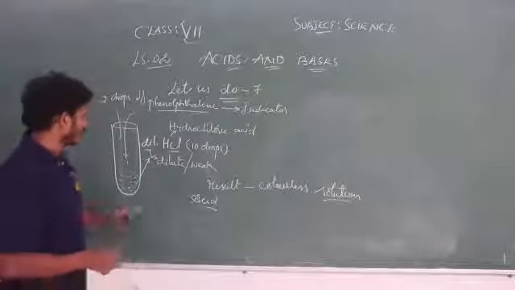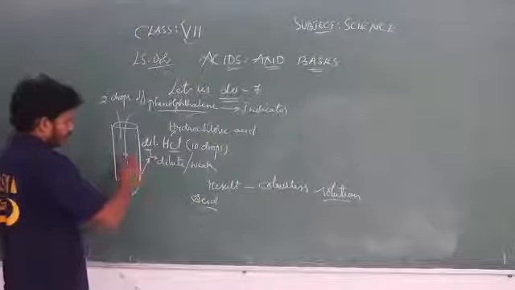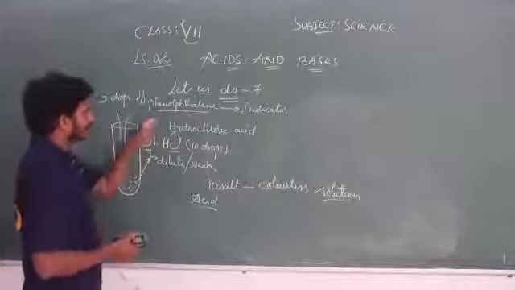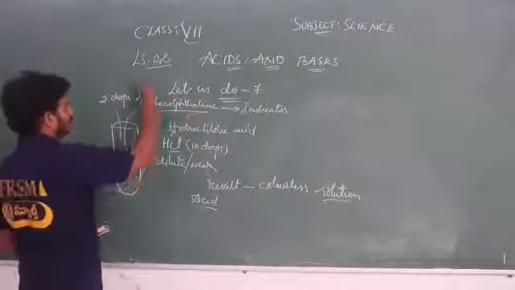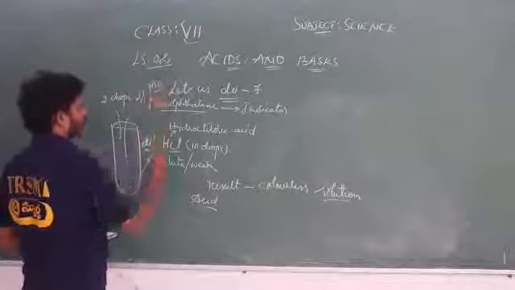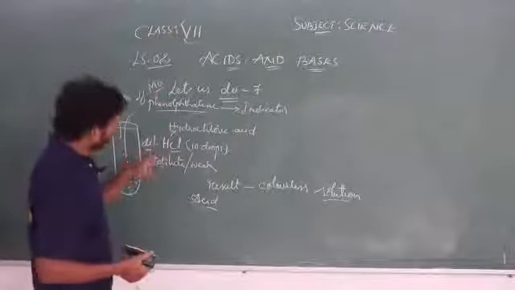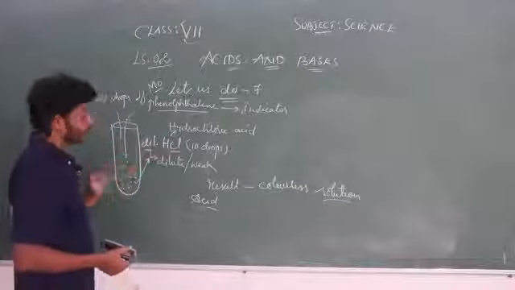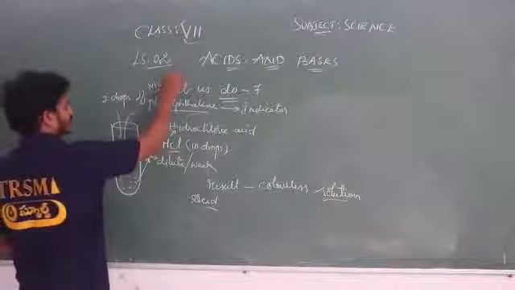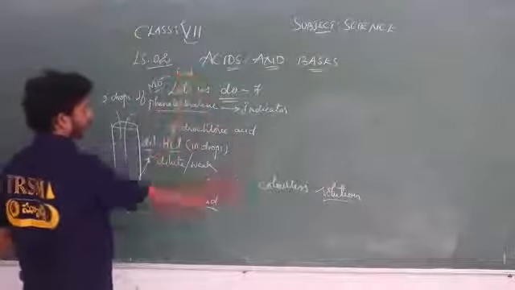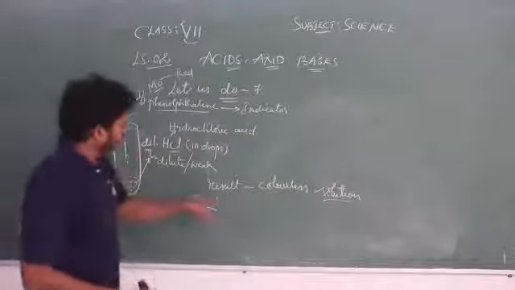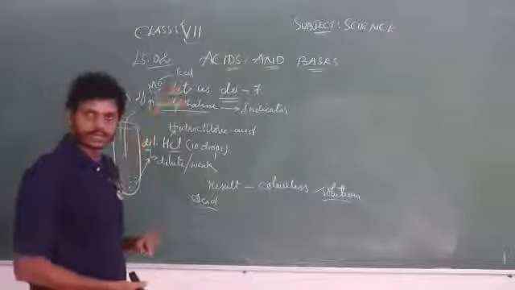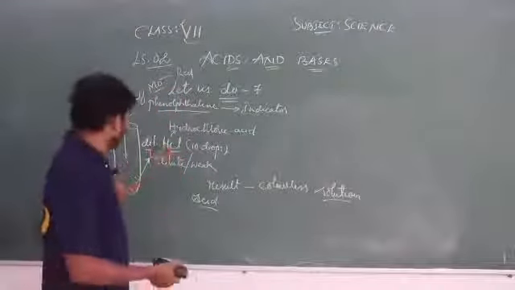Now, in place of phenolphthalein, if you take methyl orange, into which color does it change? This hydrochloric acid, that is HCl, changes its color to red if it is methyl orange. If it is phenolphthalein, colorless. If it is methyl orange in place of phenolphthalein, it changes its color to red. It confirms it is an acid.